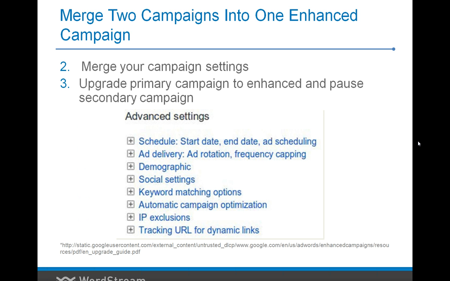You'll then want to merge your campaign settings. And your campaign settings will consist of things like the campaign status, location targeting, language targeting, network targeting, ad scheduling, bid type, ad delivery method, ad rotation, and your campaign start and end dates. After that, go ahead and upgrade the primary campaign to Enhanced and pause the secondary campaign.